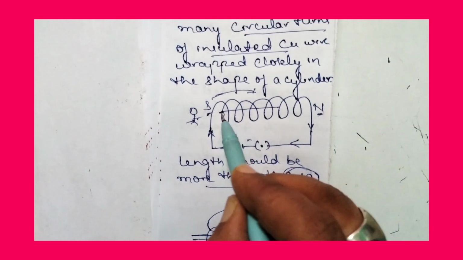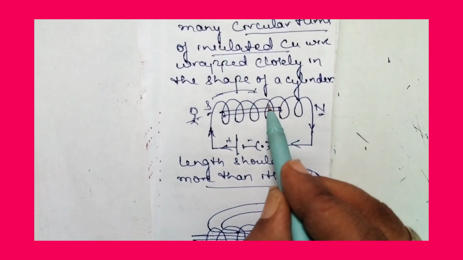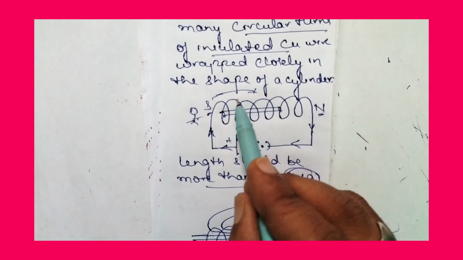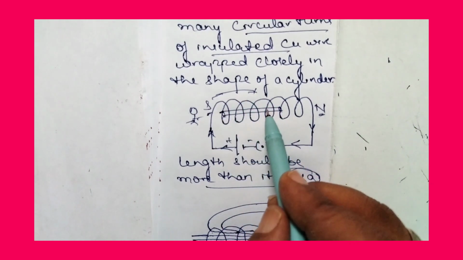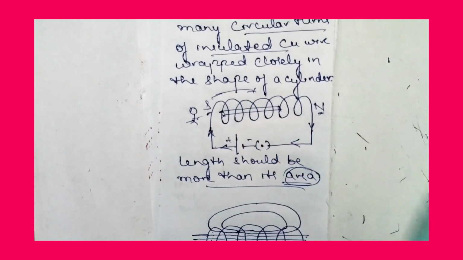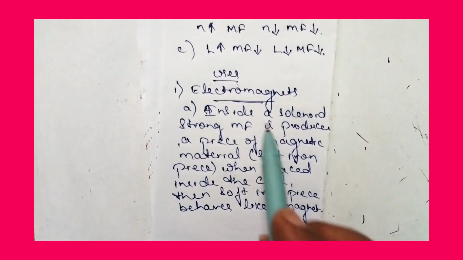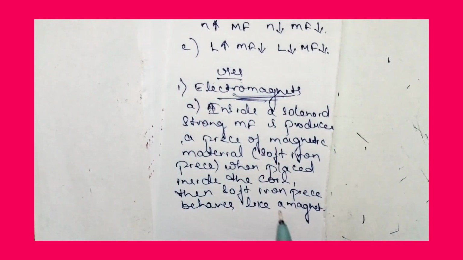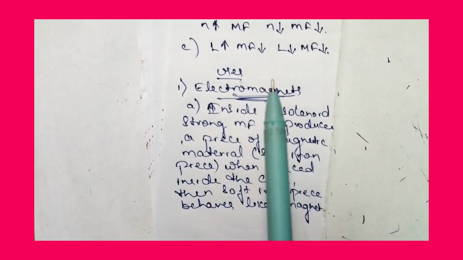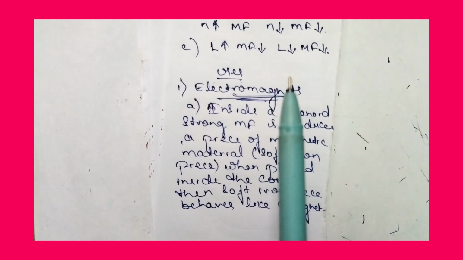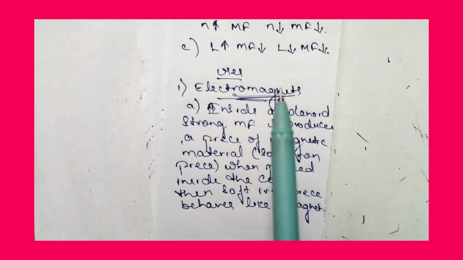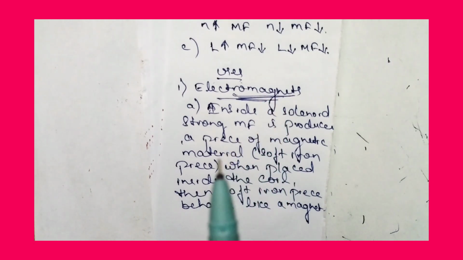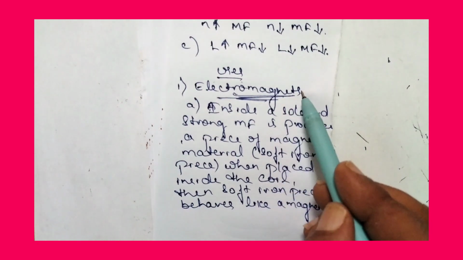I kept a soft iron piece inside a solenoid. This soft iron piece will act like a magnet, and this soft iron piece which behaves like a magnet, such soft iron pieces are called electromagnets. As long as you give current, the soft iron piece acts like a magnet. So inside a solenoid, a strong magnetic field is produced, and this strong magnetic field will magnetize the soft iron piece to become a magnet, and such a magnet is called an electromagnet.